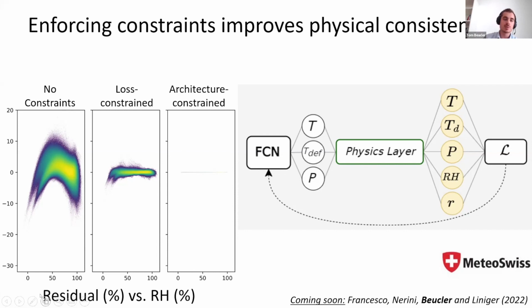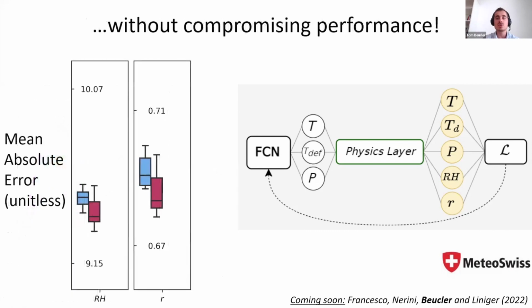So this is showing the residual from the Tetens equation expressed from a relative humidity perspective as a function of relative humidity. You can see here there's a big residual. With a loss constraint, you can reduce it, and with an architecture constraint, you can get the residual to 0 within machine precision. And you can do that, most importantly, without hurting optimization. So we don't lose performance.